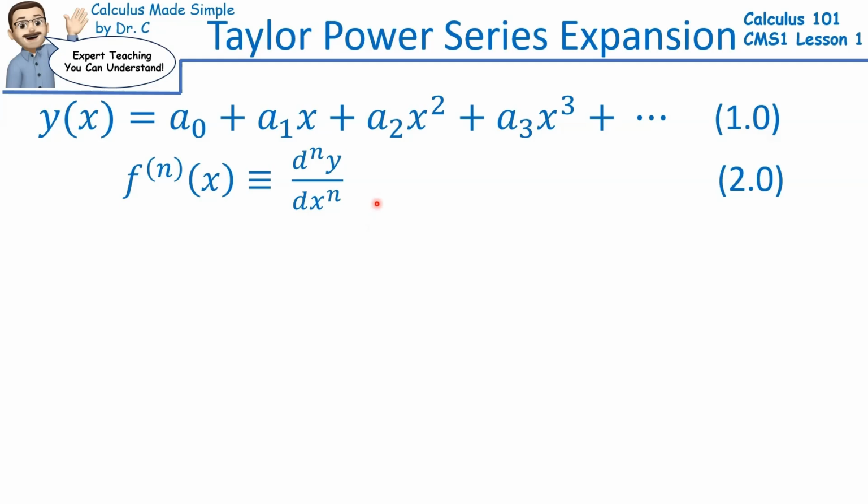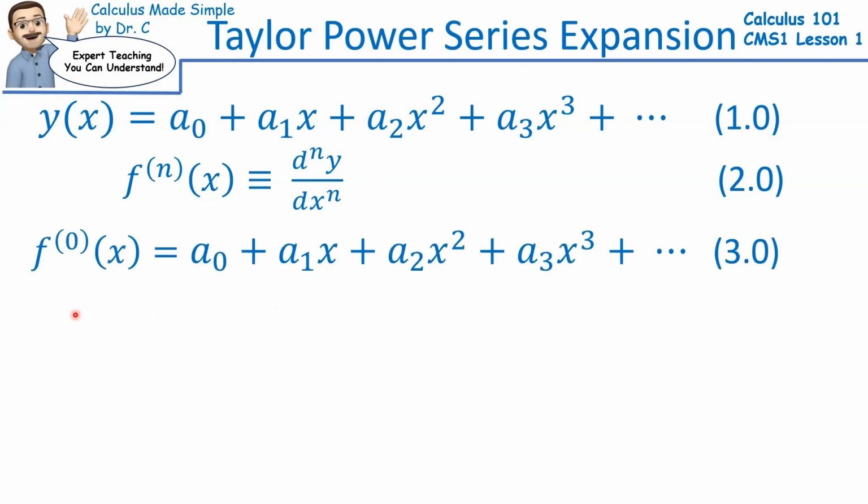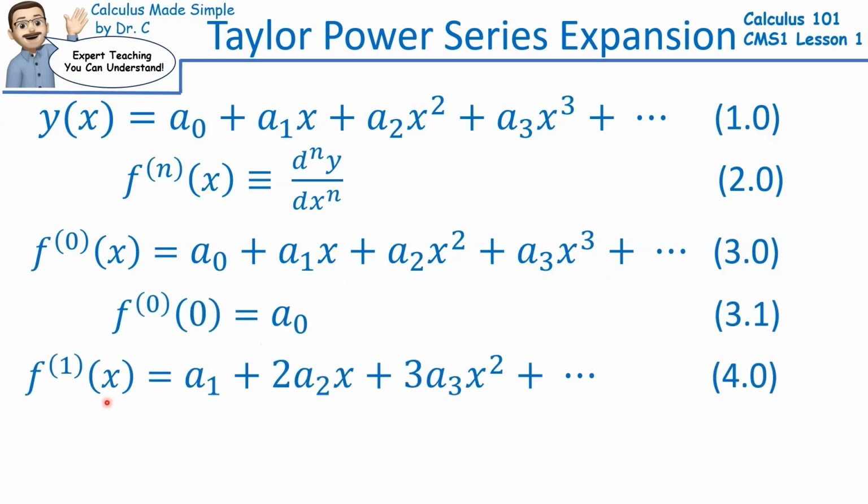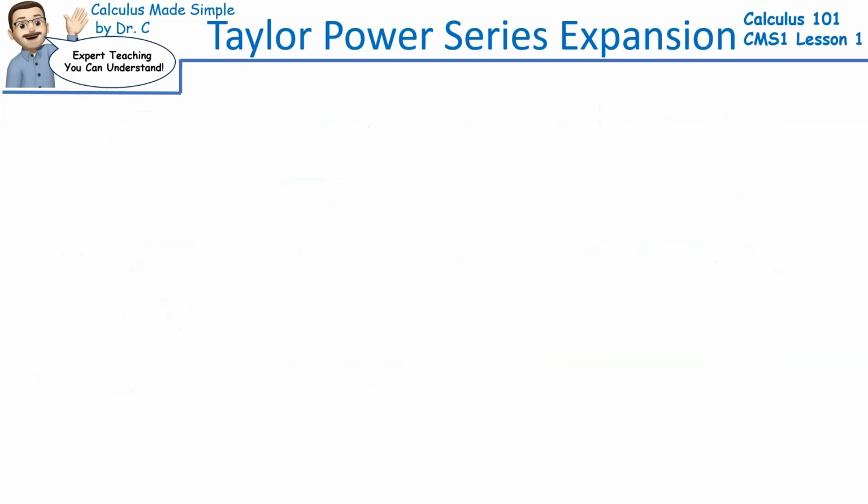The nth derivative is defined here. The zeroth derivative is just y. So what happens if we evaluate at x equals 0, the zeroth derivative? Well, all the higher order terms go away. It leaves us a0. Interesting. Now let's take the first derivative of the polynomial and evaluate it again at x equals 0. It gives us a1.